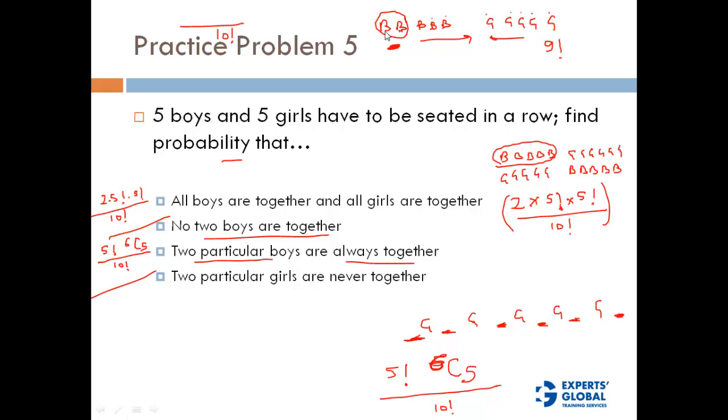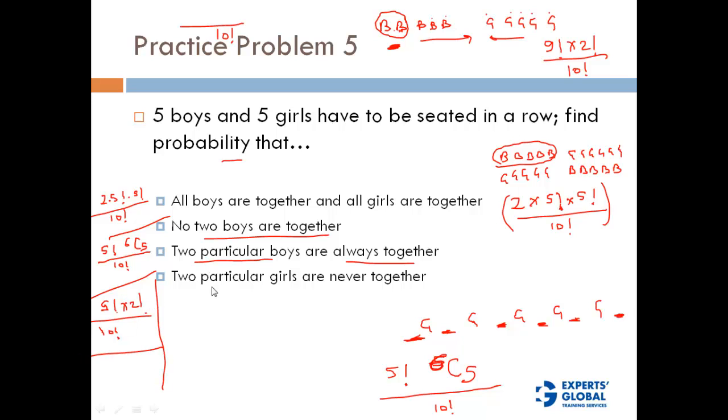And between these two boys, they themselves can be arranged in 2 factorial ways. So this is the total number of arrangements we can do, divided by the number of arrangements with no restriction. This is the probability of two particular guys always being together. That is going to be 9 factorial into 2 factorial divided by 10 factorial.